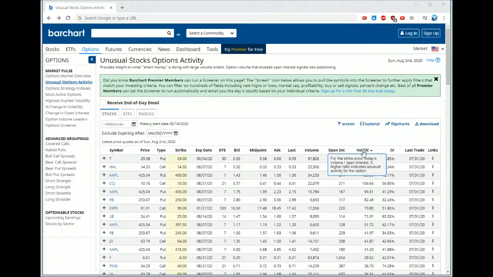I sort everything by the volume versus the open interest. Okay, so I want to see a high percentage right there. I prefer over 100, right? And then I also like to see a volume over 5,000. 10,000 is great, but I really like to see a lot of volume. I like to see a lot of volume versus open interest.